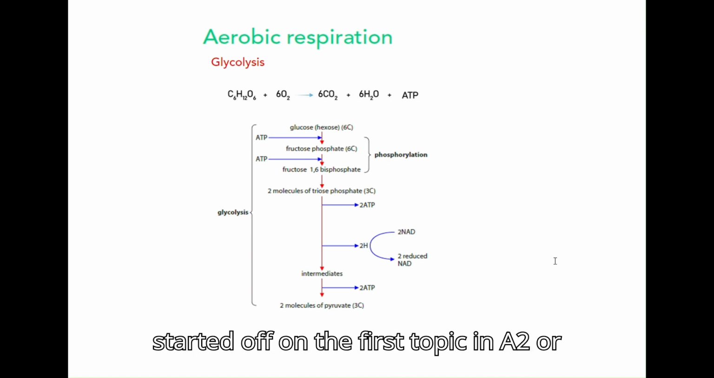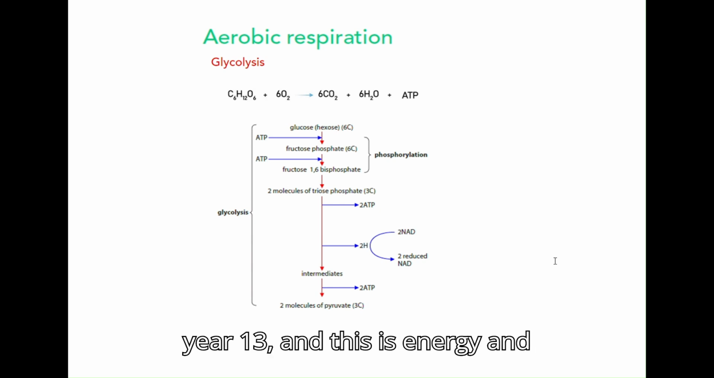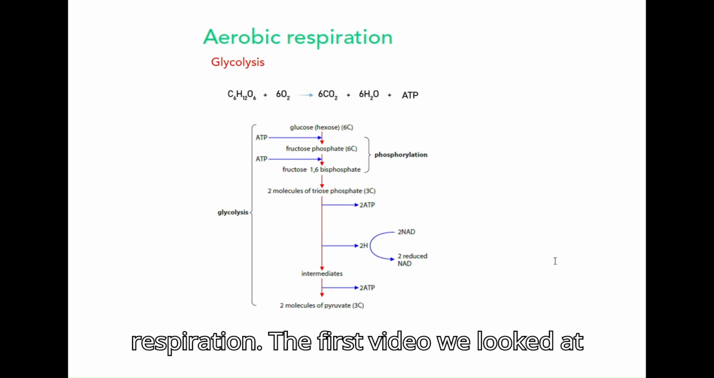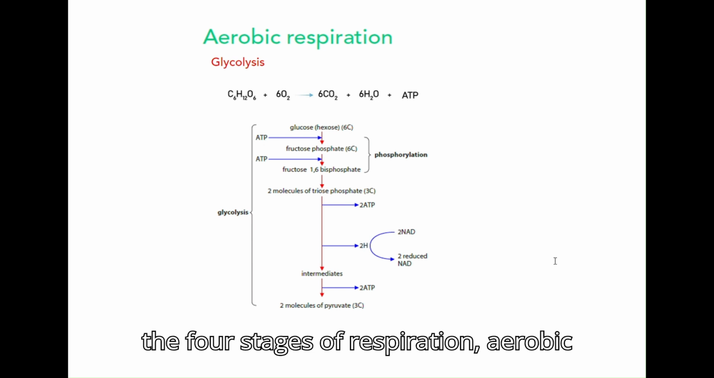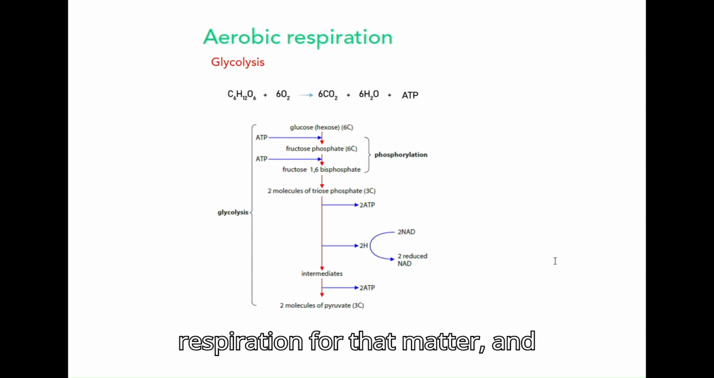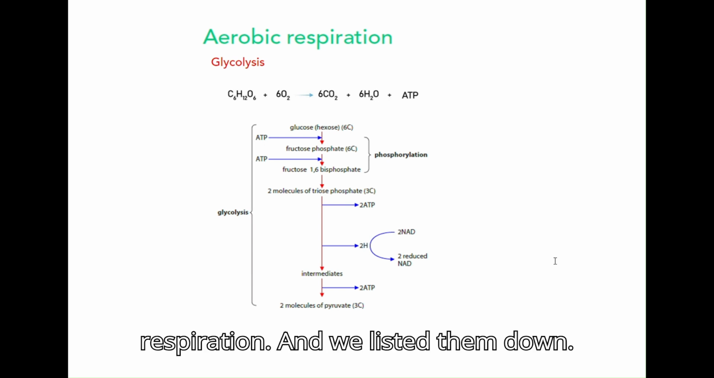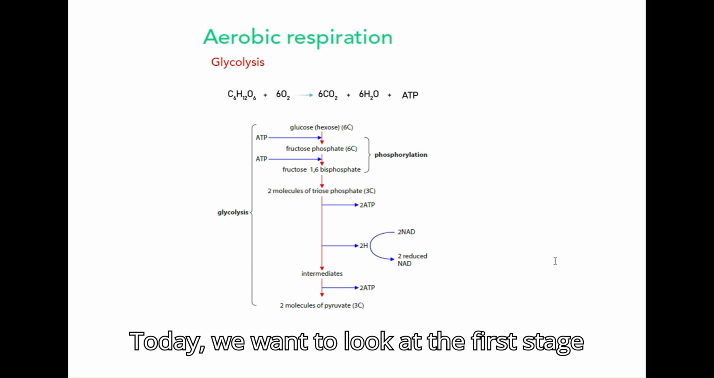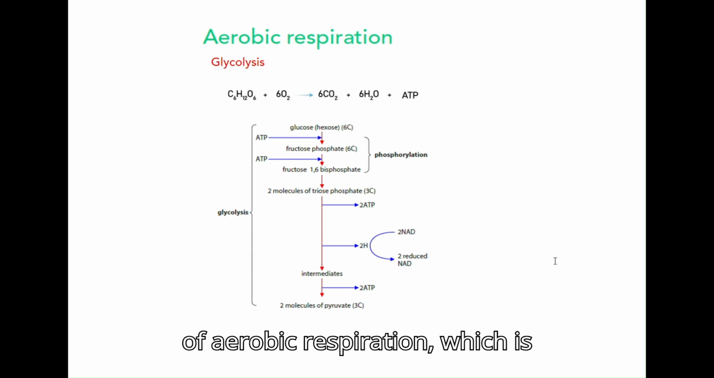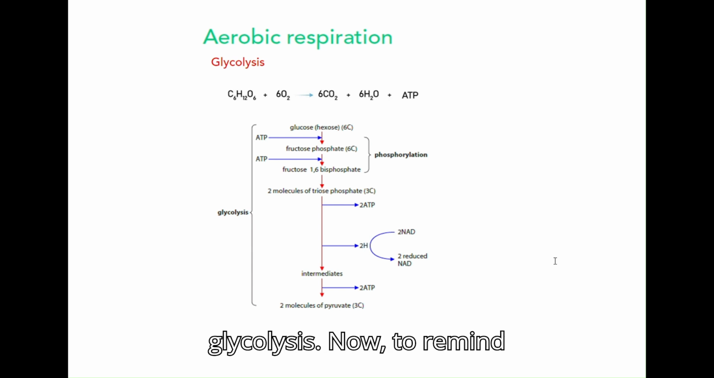We started off on the first topic in A2 or Year 13, and this is energy and respiration. In the first video, we looked at the 4 stages of respiration, aerobic respiration, that is, for that matter. And we said there are 4 stages of respiration, and we listed them down. Today, we want to look at the first stage of aerobic respiration, which is glycolysis.